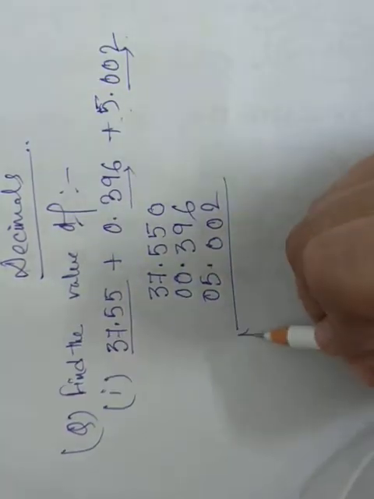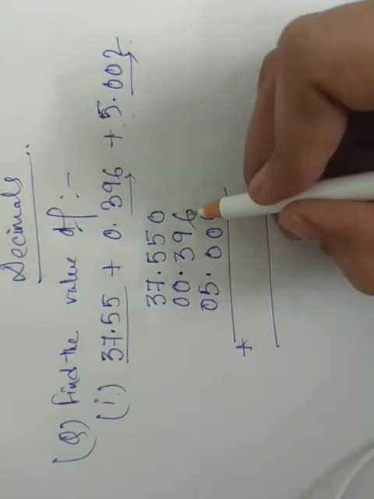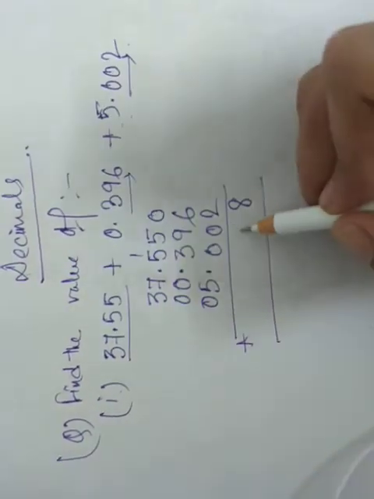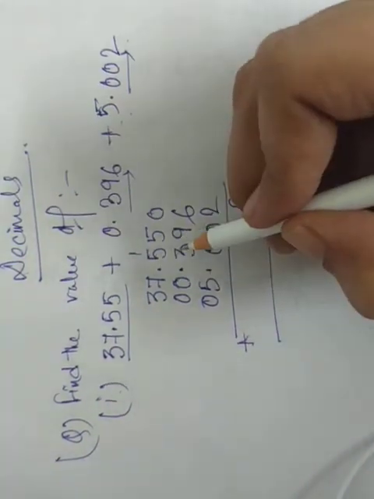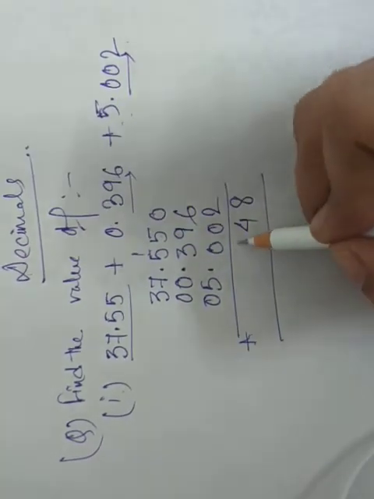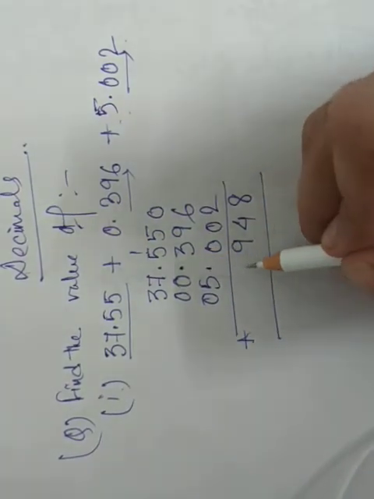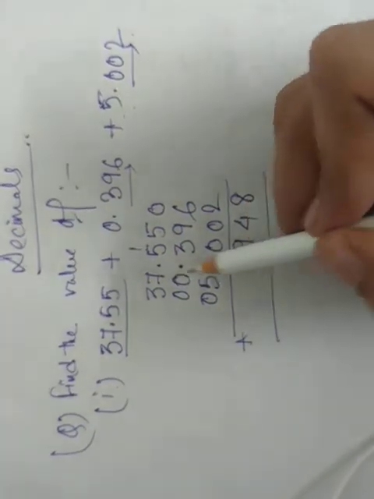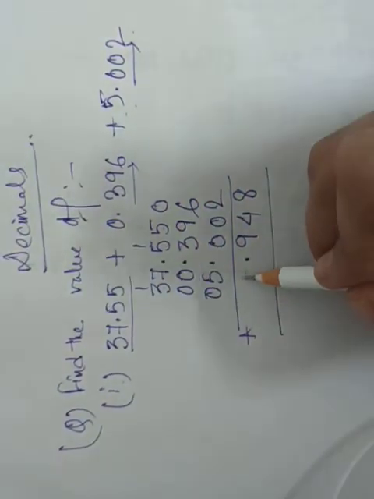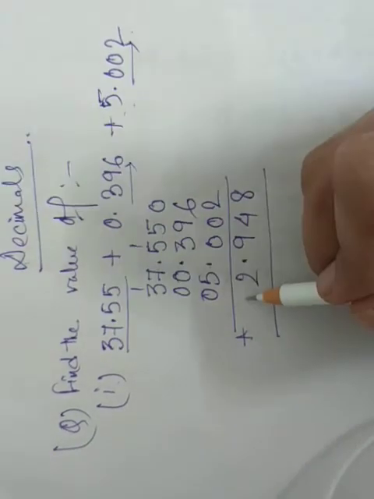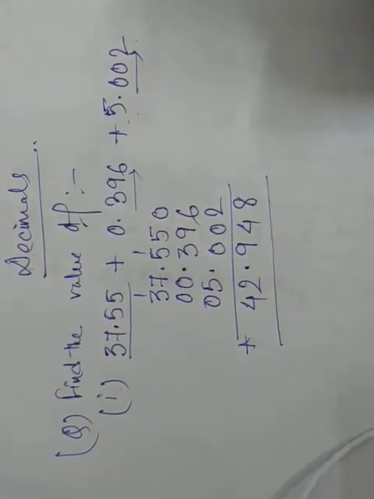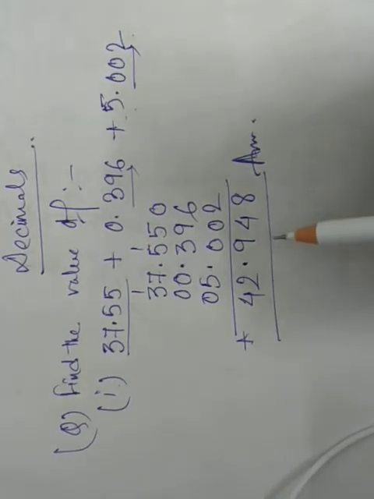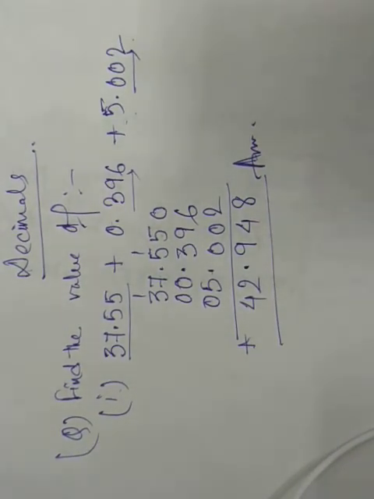Okay. Now we are going to add it up. So 6 plus 2 is 8. 9 plus 5 is 14. 5 plus 3 is 8 plus 1, 9. This point will be here. Then 7 plus 5 is 12. 3 plus 1 is 4. So the answer is 42.948. Clear, students?